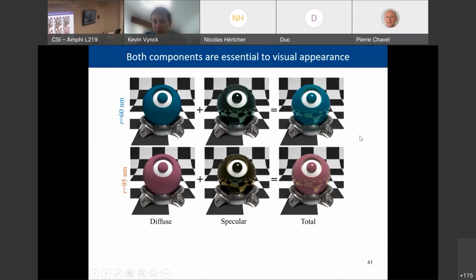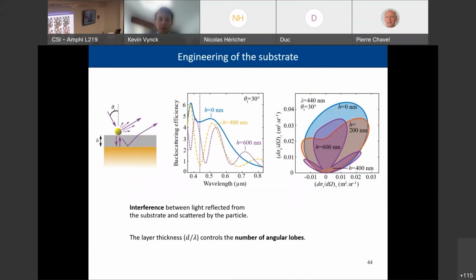So this shows clearly that all the fine details about the specular and the diffuse components are really essential for visual appearance. Then, okay, I have 2 minutes left.